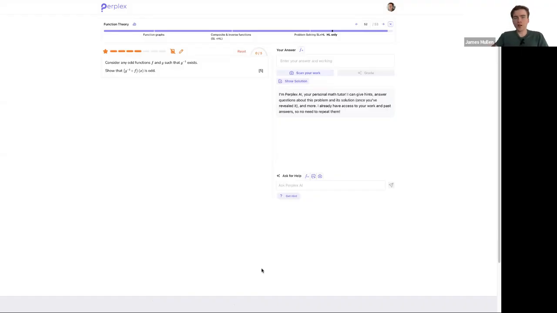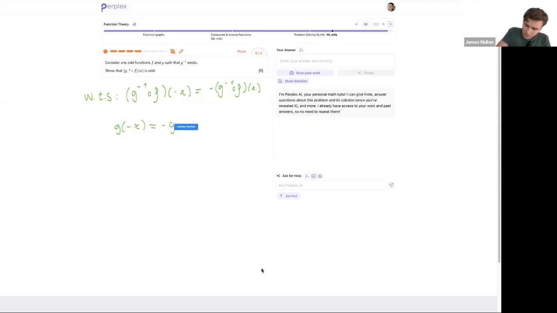Okay, so I'm going to show you how to do this. I want to show that g⁻¹ of f is odd, which means this is what I want to show: that g⁻¹ of f of negative x is equal to negative g⁻¹ of f of x. Okay, that's what I want to show. So I'm going to start by remembering that if g is odd, that means that g of negative x is equal to negative g of x, since g is odd.